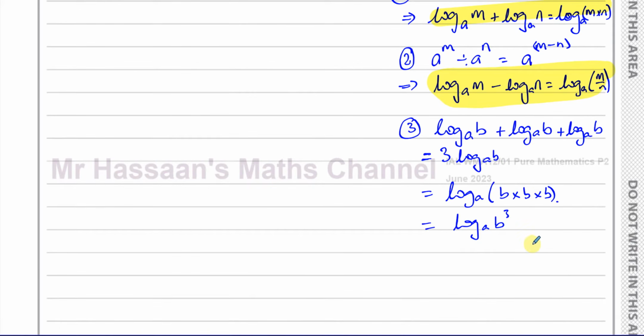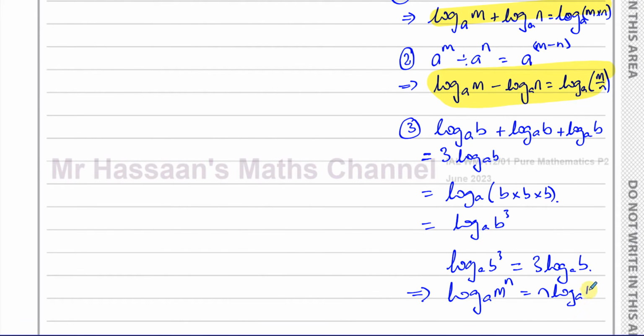That means these two must be the same. Log to the base a of b cubed must be exactly the same as 3 log to the base a of b. So that leads us to our next law of logarithms, which is log to the base a of m to the power of n is equal to n times log to the base a of m. It's called the power law. So this is the third law of logarithms that we need to know.